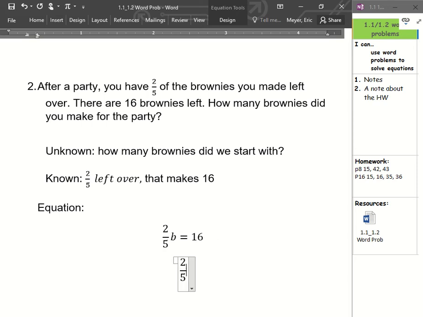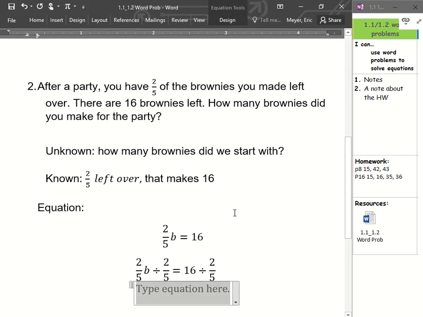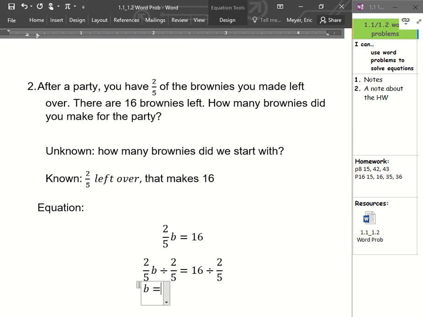So I have 2/5 B divided by 2/5 equals 16 divided by 2/5. I divided both sides by 2/5. Looks a little goofier than what we did on the last one because they're all in the same line. I know that B times 2/5 divided by 2/5 ends up canceling out, so I'm left with B on this side. But what is 16 divided by 2/5?